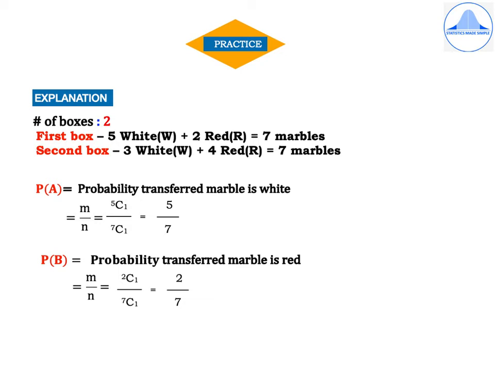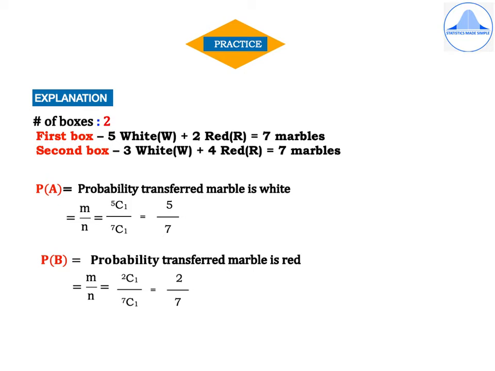Now let us find out P of A. It is probability transferred marble is white. Now keep in mind that whenever we find out the probability of event A and probability of event B, that is the marble being transferred from the first box into the second box, you should use the marbles which are there only in the first box.